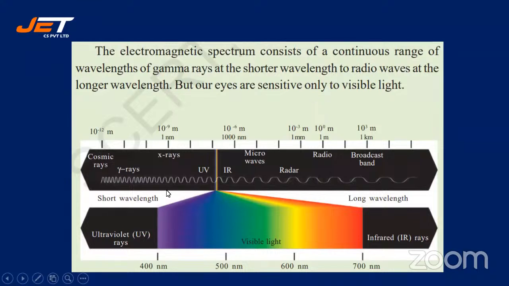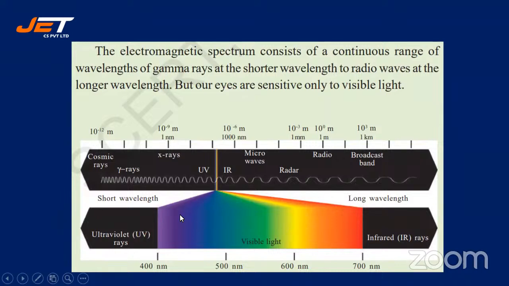But our eyes are only sensitive to visible light. If you see here, this is the electromagnetic spectrum, which is coming from the sun to earth. This is the shorter wavelength, from gamma rays, to the radio waves at the longer wavelength. So this is the longer wavelength, radio waves. Between UV and IR, that is ultraviolet and infrared rays, we have the visible spectrum. That means it can be seen by the naked eye of a human.